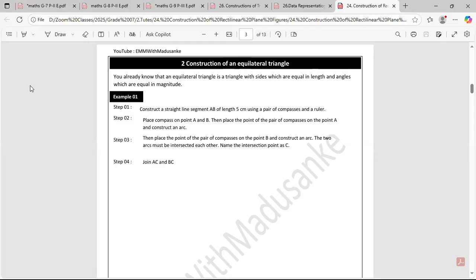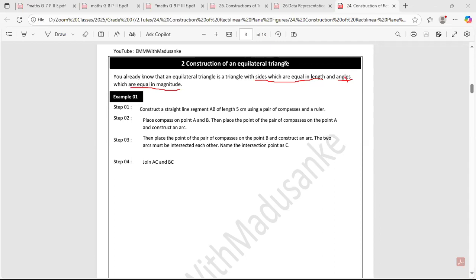Please highlight this. An equilateral triangle is a triangle with sides which are equal in length and angles which are equal in magnitude. So there is no need to actually remember this one. All we have to do is remember that the sides are equal in length. This is very important. Now we are going to construct, not draw, an equilateral triangle.